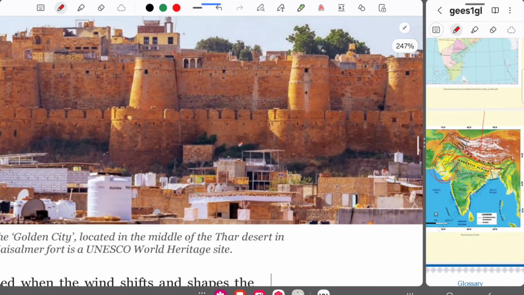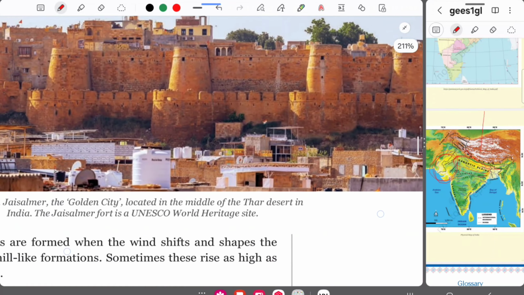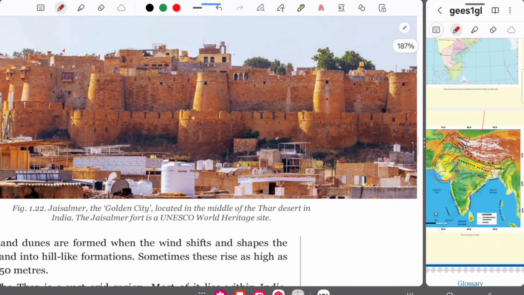So here there is an image of Jaisalmer city, which we also call the golden city, and this has been listed by UNESCO as a World Heritage Site. That means this place is important. Whichever place is on the UNESCO World Heritage Site list has historical importance or some other important things. So Jaisalmer, the golden city located in the middle of the Thar desert in India, has the Jaisalmer fort, which is a UNESCO World Heritage Site.